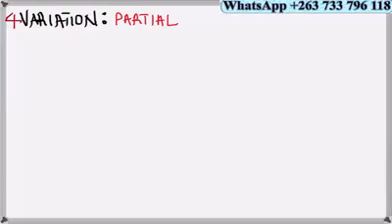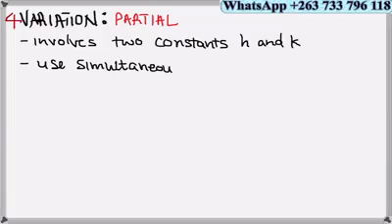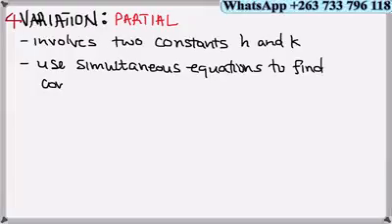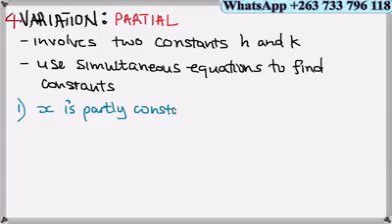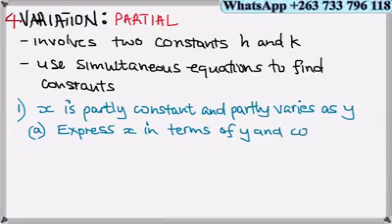It simplifies the topic. It involves two constants, h and k, and also the use of simultaneous equations to find the value of the constants. For example, here, x is partly constant and partly varies as y. Part A, express x in terms of y and the constants h and k.